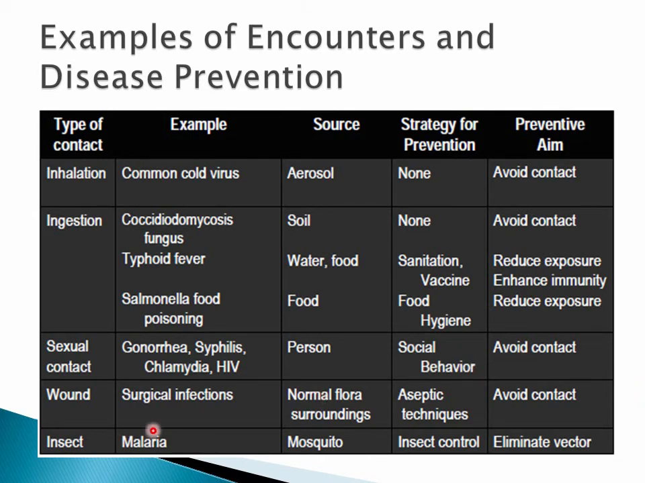So for malaria, how can you contract malaria? The type of contact is through an insect, and the source is a mosquito. Prevention strategy could be insect control, and the preventative aim is eliminating the vector altogether.